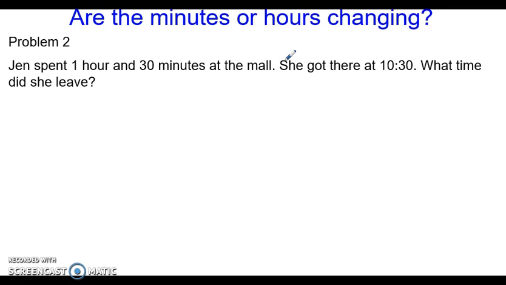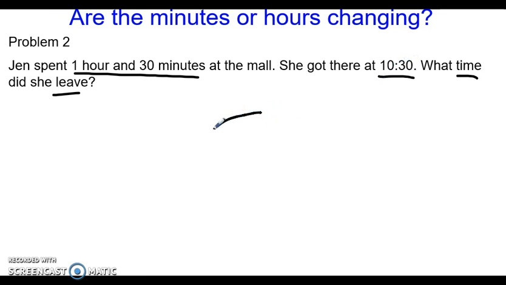Let's try another one. Problem 2. Jen spent 1 hour and 30 minutes at the mall. She got there at 10:30. What time did she leave? So this one's a little bit different. Instead of looking for the amount of time that's passed, I'm looking for an actual time. And I'm noticing that I am changing both the hour and the minutes to the first time.